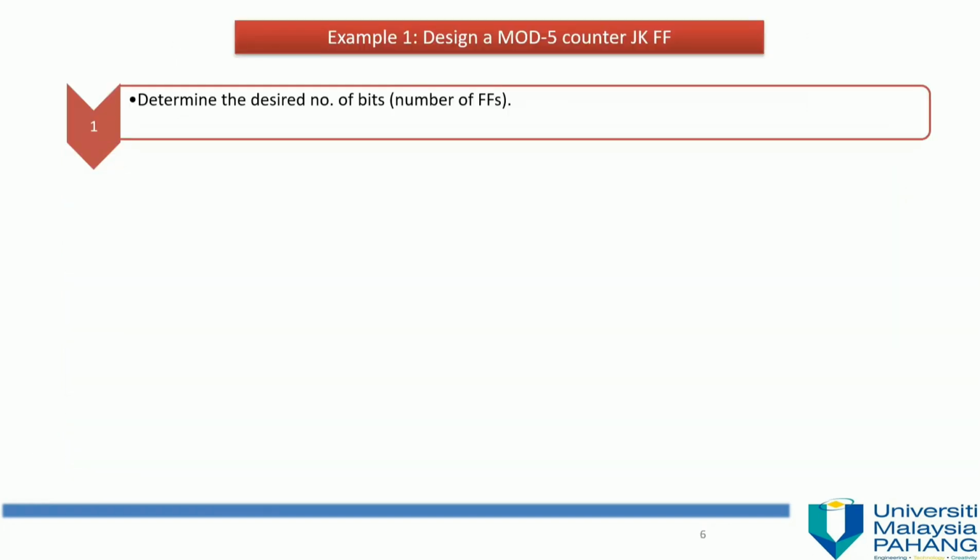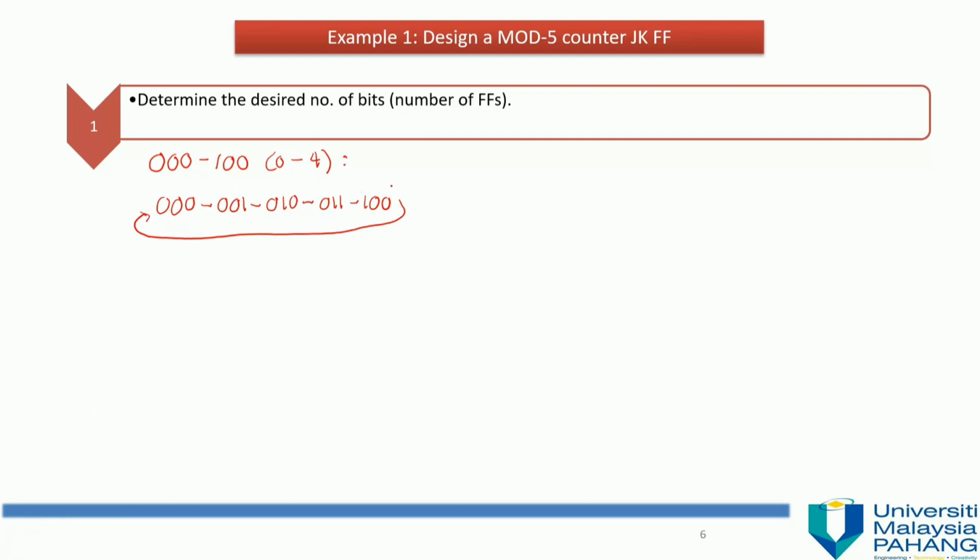Now, we want to design a mode 5 counter using JK flip-flops. In mode 5 counter, we can count from 0,0,0 to 1,0,0, which is from 0 to 4. We have 5 cycles: 0, 1, 2, 3, 4. So the counting sequence is 0,0,0, then 0,0,1, then 0,1,0, 0,1,1, 1,0,0, and after that it recycles back to 0,0,0.